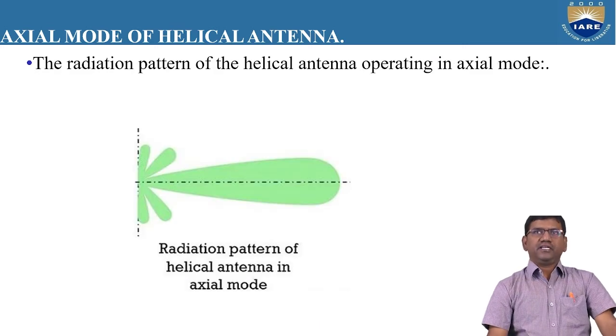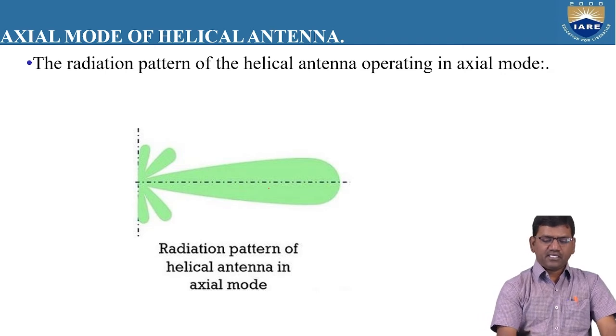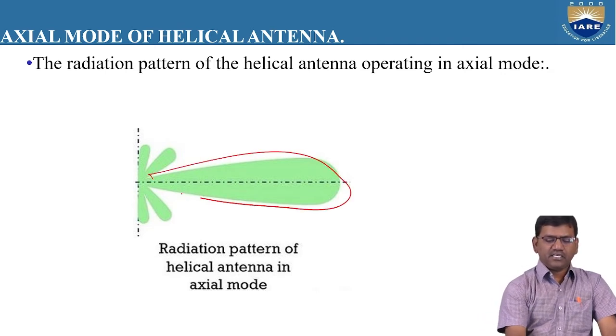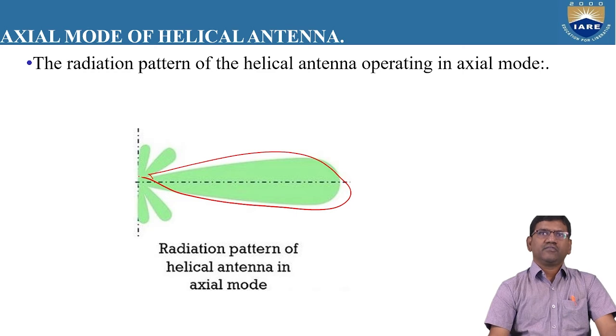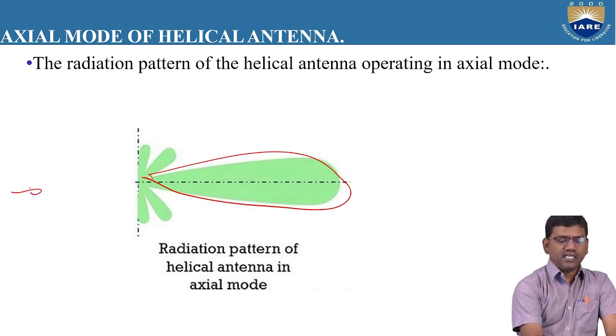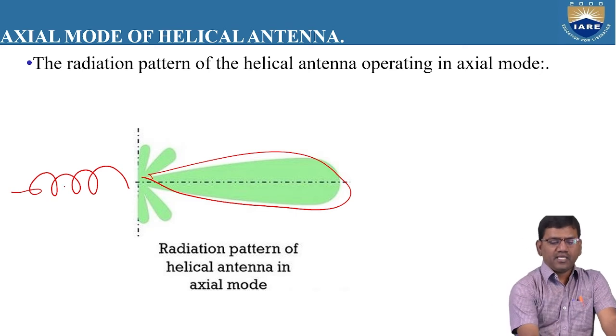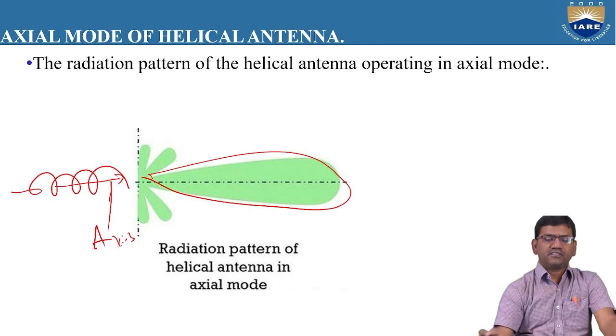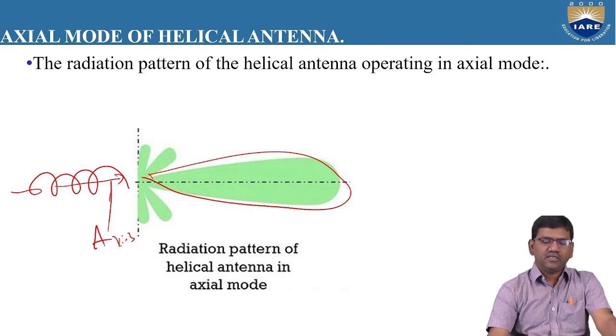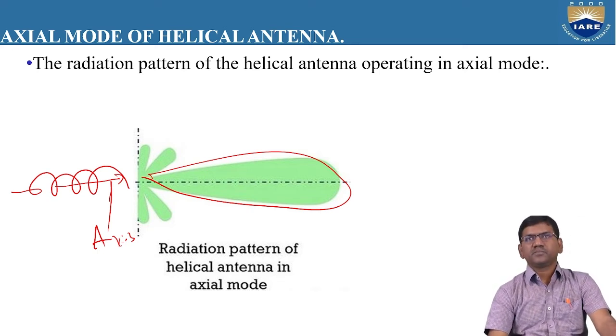So this is the radiation pattern of the helical antenna operating in the axial mode. You can see here a highly directional pattern. This highly directional beam is produced from the end portion. So if this is the helical antenna and this is the axis, then along the axis of the helical antenna in the axial mode, a highly directional beam is produced.